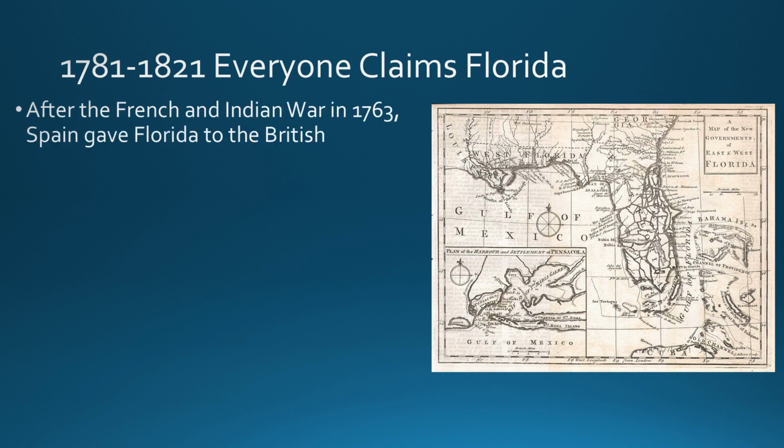After the French and Indian War in 1763, Spain gave Florida to the British. This map is from that time period. Back then, Florida was divided into East Florida and West Florida. East Florida included the peninsula and was governed by St. Augustine. You can see it right there. West Florida was the panhandle over here and was governed by Pensacola, which is right in here.